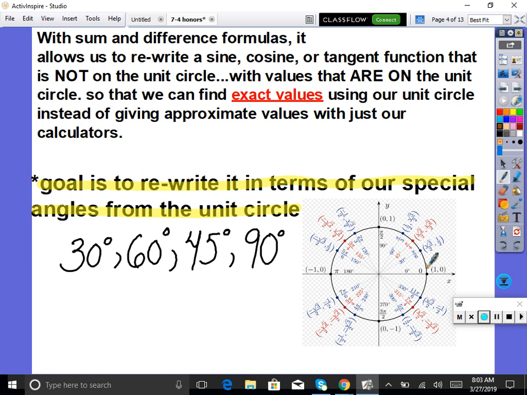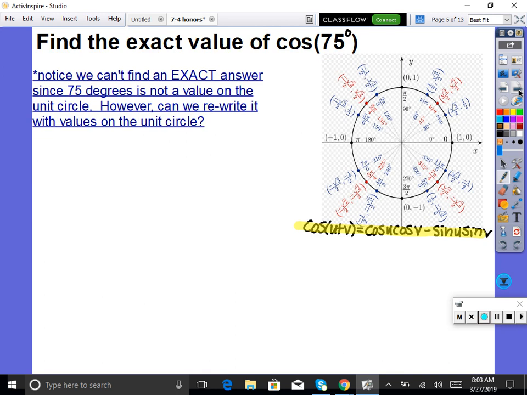But you're going to see now, after we learn these formulas, how we can manipulate our problems so that we can also find exact answers instead of calculator answers. All right, so our goal is to rewrite them in terms of our special angles from the unit circle. So we're trying to rewrite them with 30s, 60s, 45s, and 90s, because that's where these special angles are. So here's my first example. Really, now we're just going to practice. It says find the exact, keyword exact, value of cosine of 75 degrees.